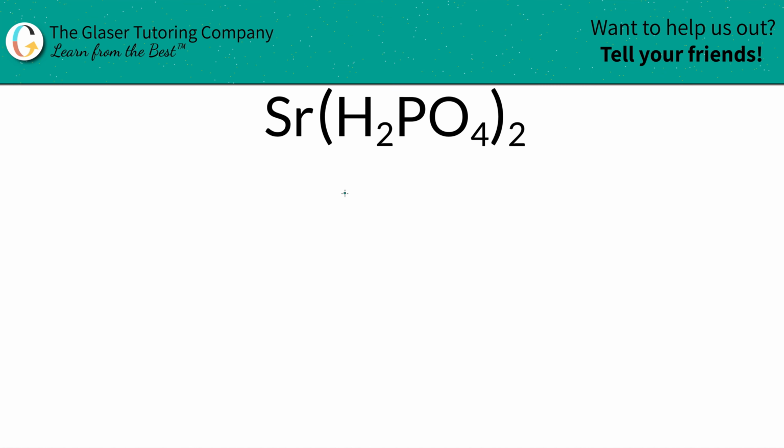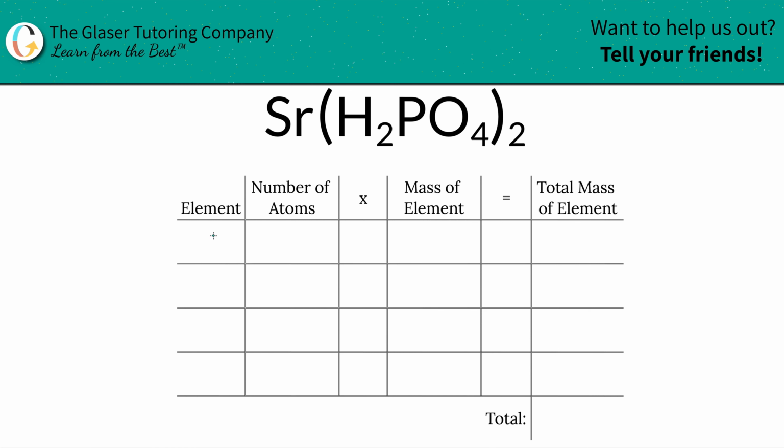Today, I would like to teach you how to find the molecular mass of strontium dihydrogen phosphate. In order to do so, I have a nice little table to help us organize the information. So the first thing I'm going to do is write down the elements we have in the compound: strontium, hydrogen, phosphorus, and oxygen.